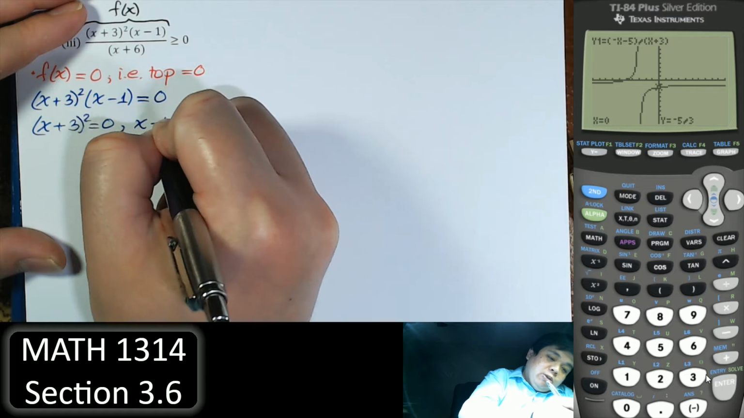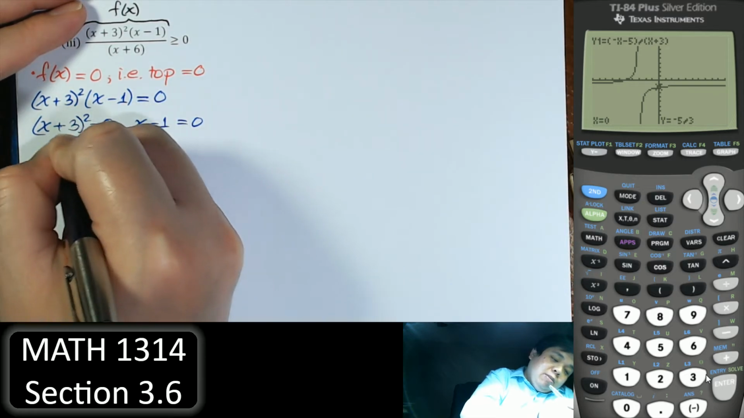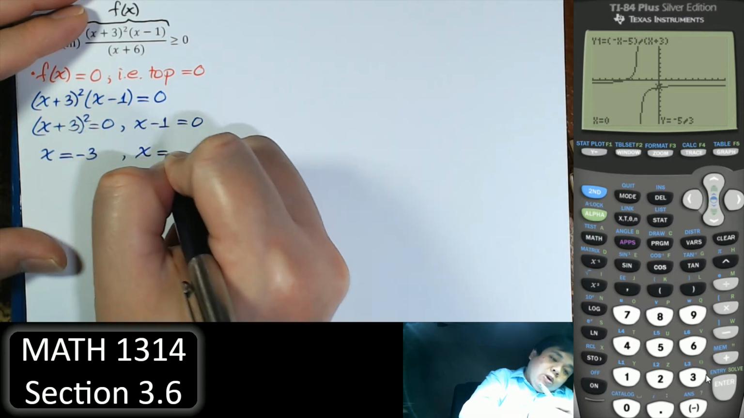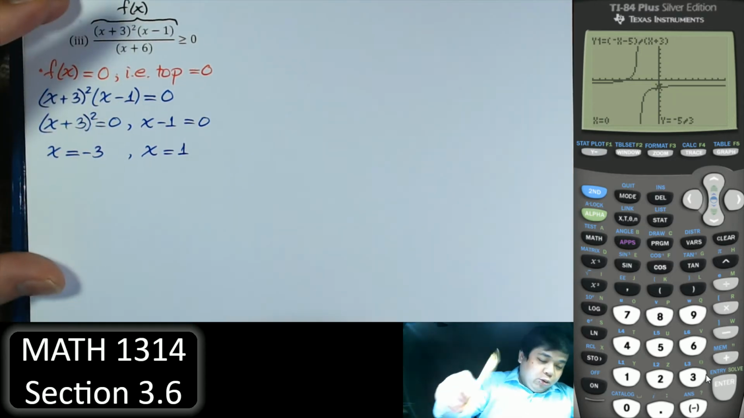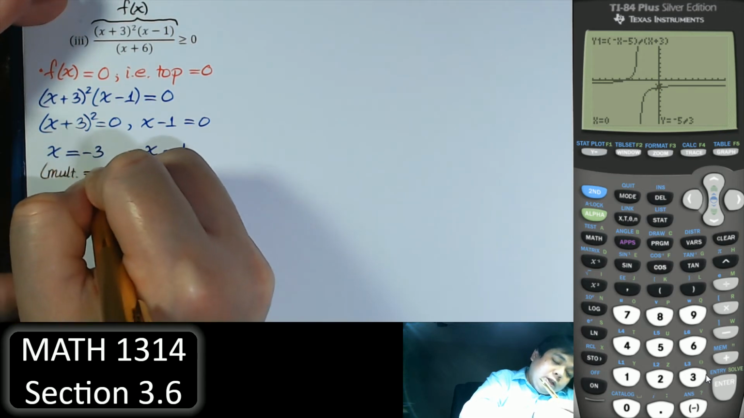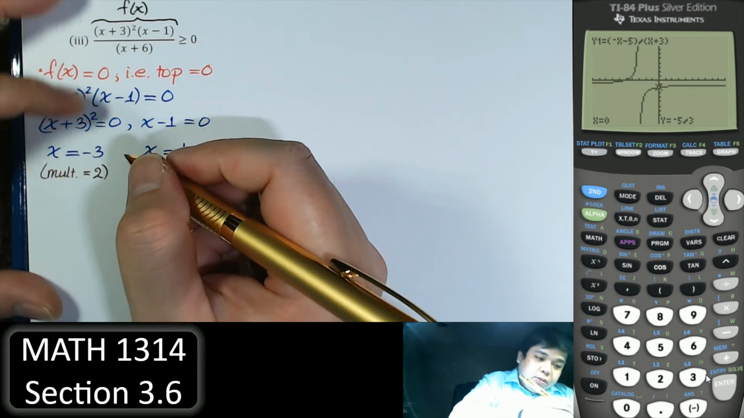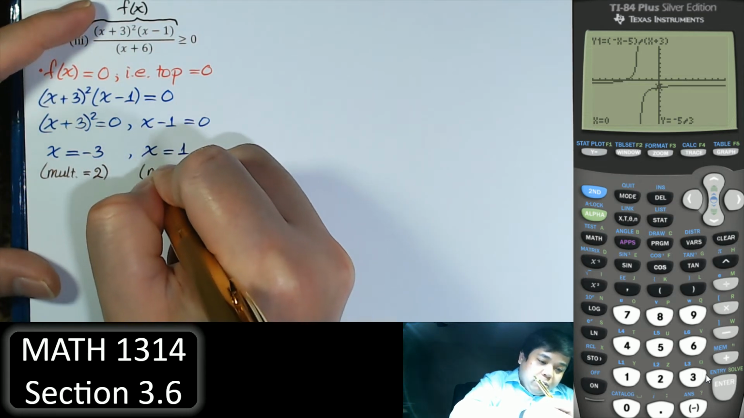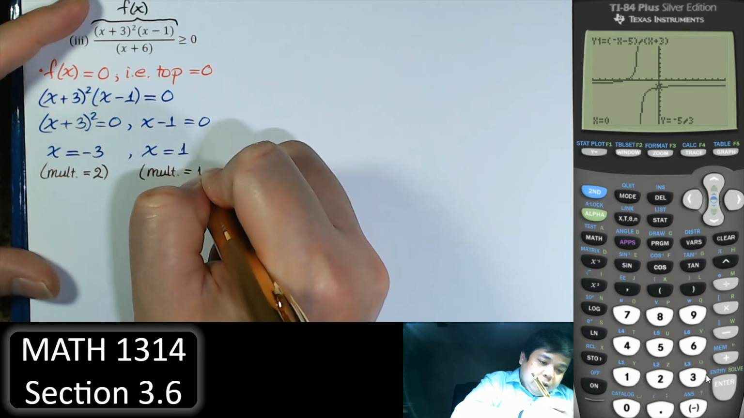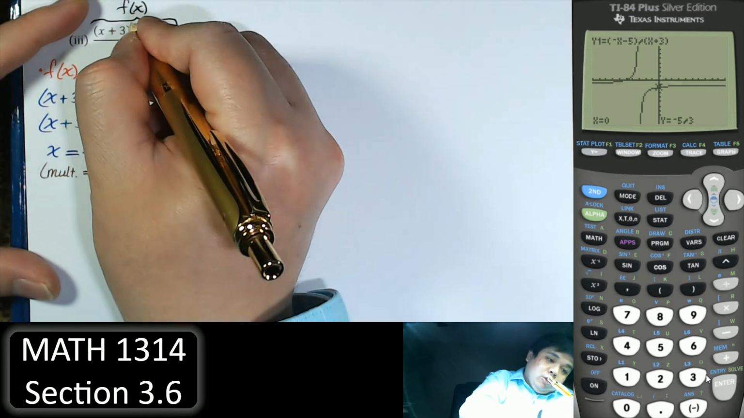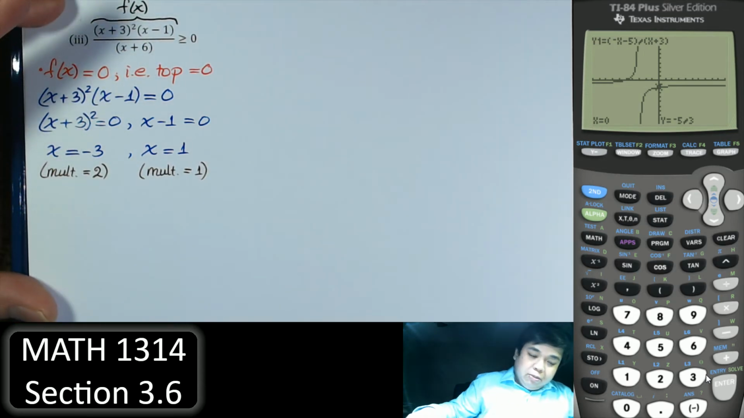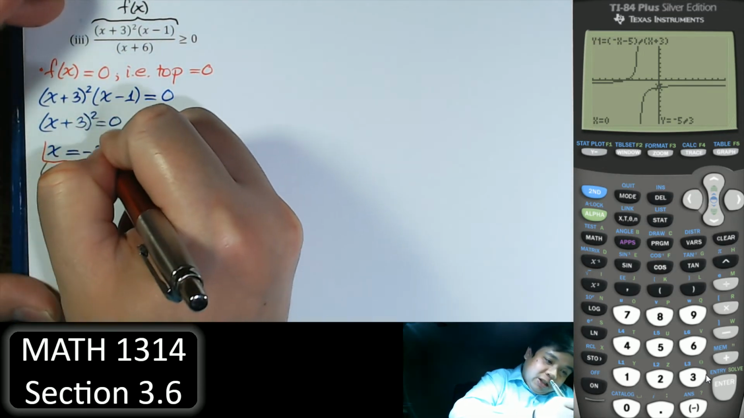x minus 1 equal to 0. So we have x plus 3 equal to 0, or x equal to -3, or x equal to 1. X equal to -3, this is multiplicity of 2. X equal to 1, multiplicity of 1. Multiplicity of 2, multiplicity of 1. That is where the top equals 0. Just put that in the box.